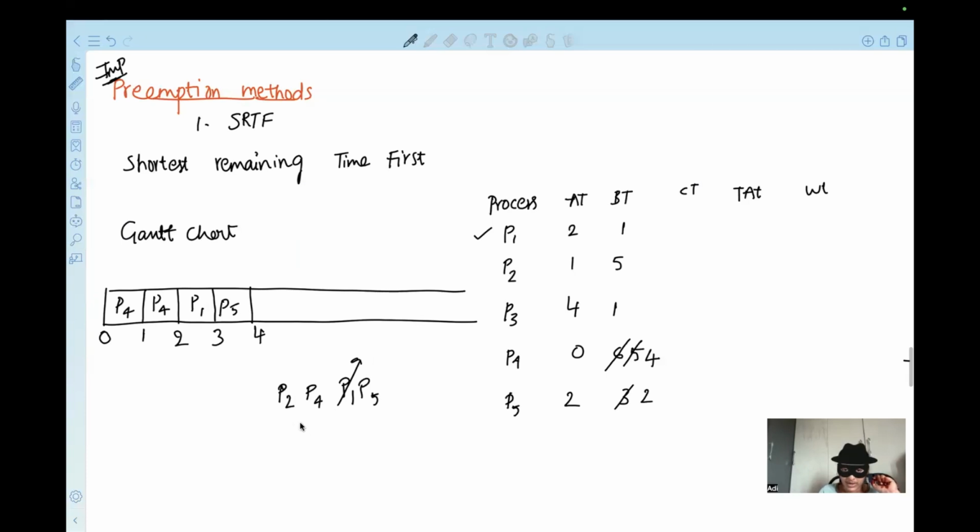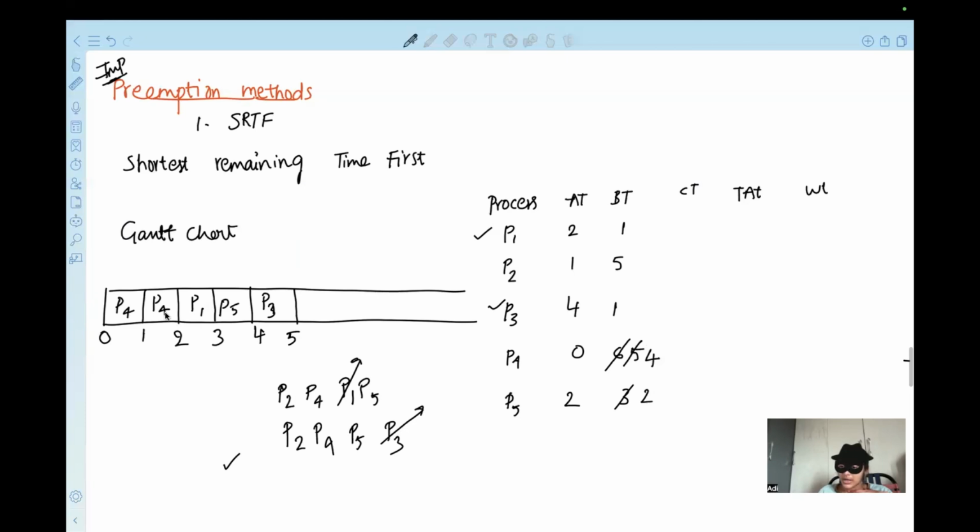So P5 becomes 4. What are the remaining? P2, P4, P5, and in the ready queue P3 is also coming. Next we'll see P2, P4, P3, P5, which has the lower burst time. Sorry, P3. So 1 unit of time, 4 plus 1 is 5, right? So for P3, it is done. P1 and P3 processes are completed. Now we have P2, P4 and P5.